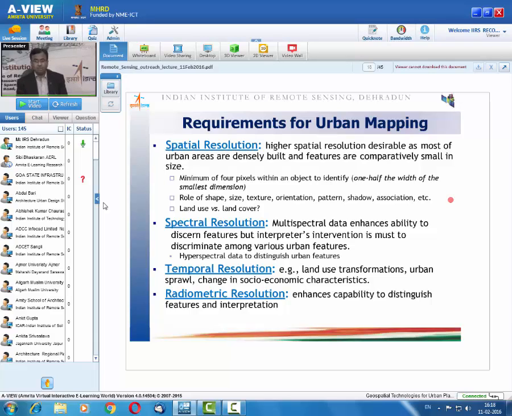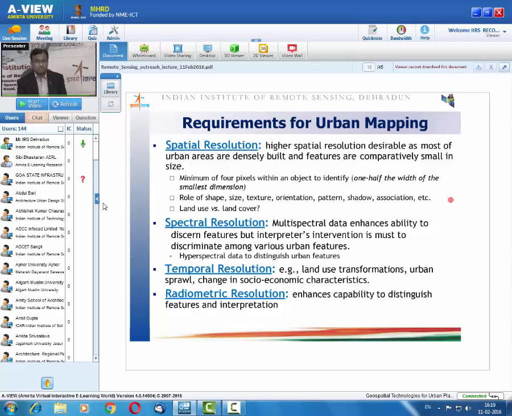Now often the question arises of land use versus land cover, because land use is the utilization of a particular piece of land by human beings, and land cover is the natural cover, or the cover which is present on the earth surface. So we have to understand these two things when we are talking about spatial resolution, and corresponding to the requirement we have to choose the spatial resolution.